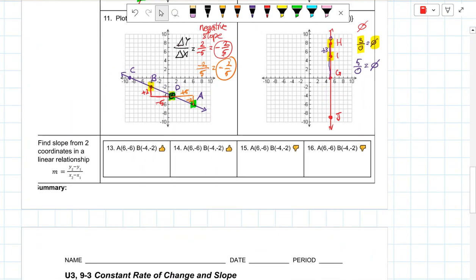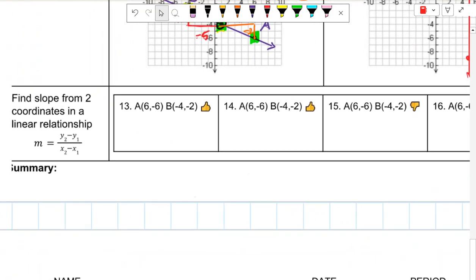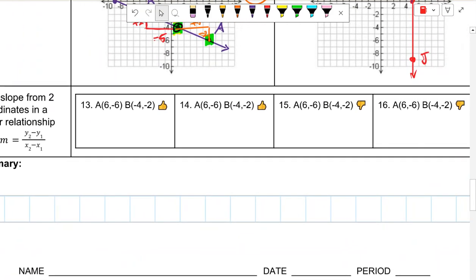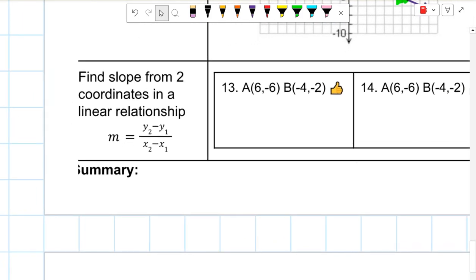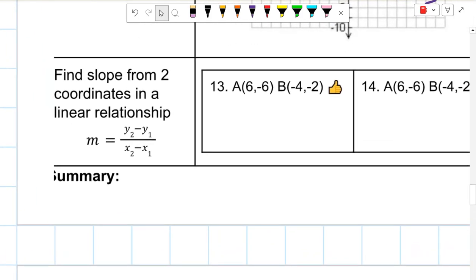But how do slopes work when you are dealing with only 2 coordinates? And I want you to notice here before we start, 13, 14, 15, and 16 have all the exact same points. And over here in your margin, it says m is equal to y subscript 2 minus y subscript 1 divided by x subscript 2 minus x subscript 1.